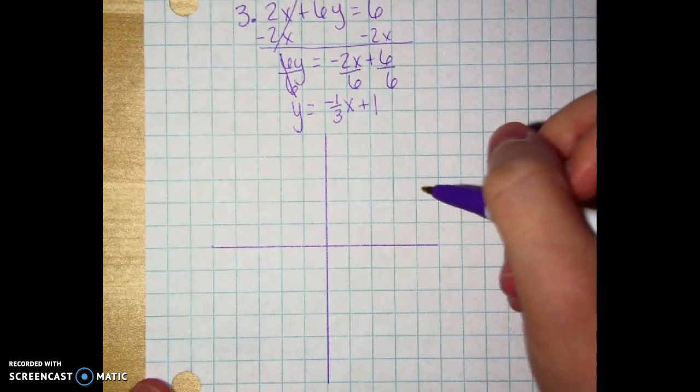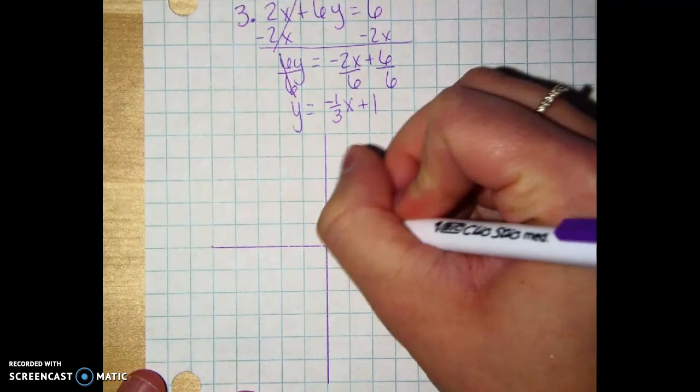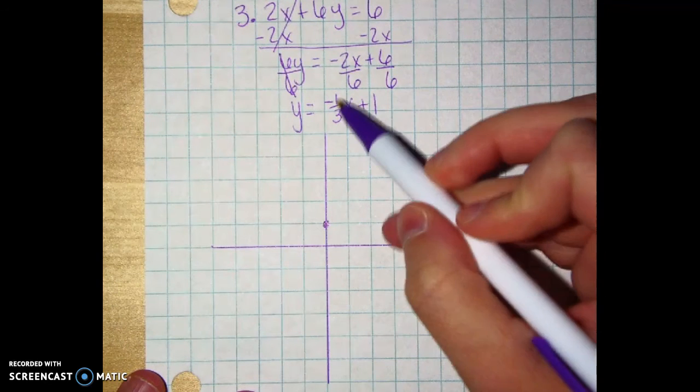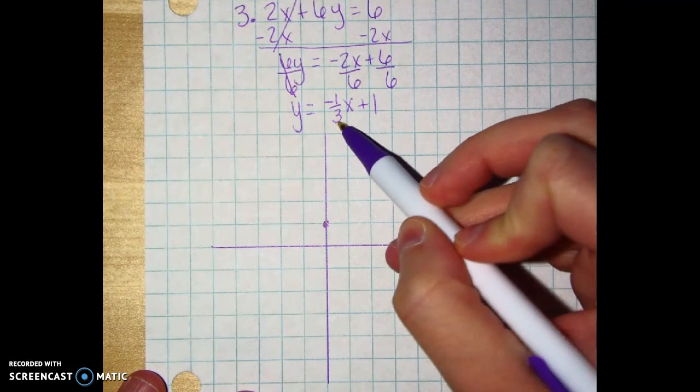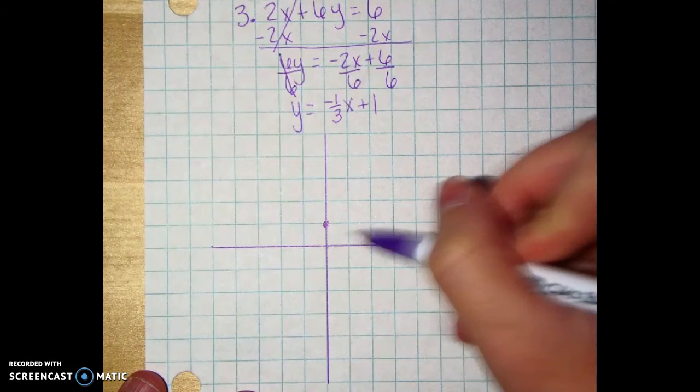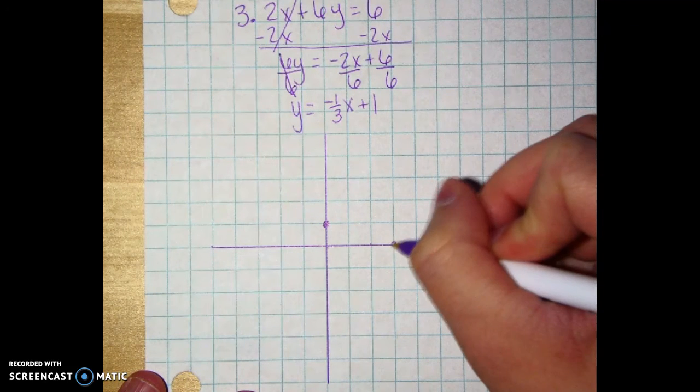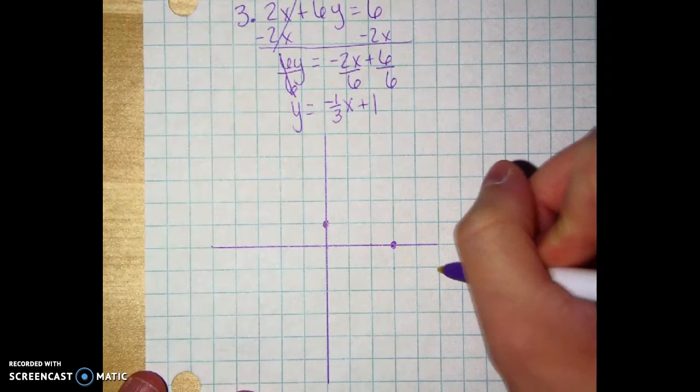Okay, start with my y-intercept, which is 1. And then from there, I'm going down 1, 3 to the right. So down 1, 1, 2, 3. Down 1, 1, 2, 3.